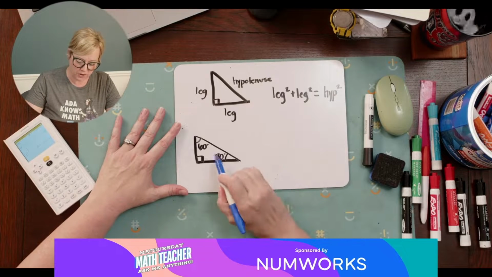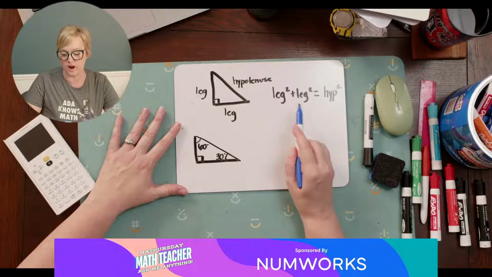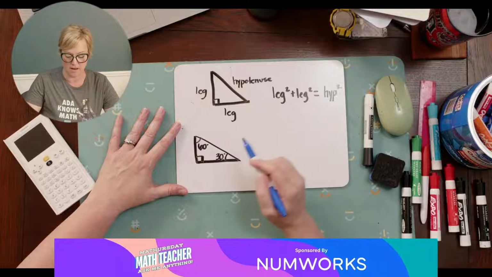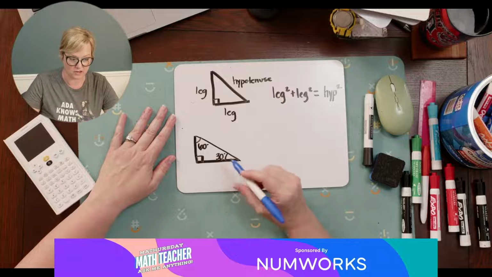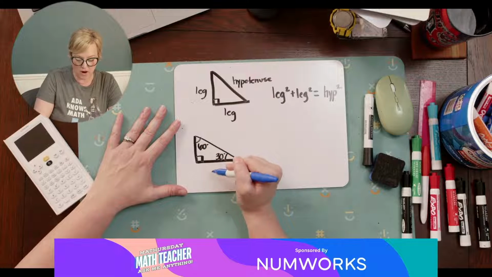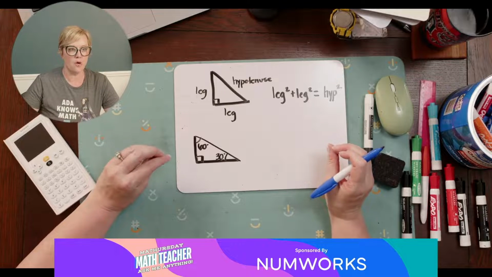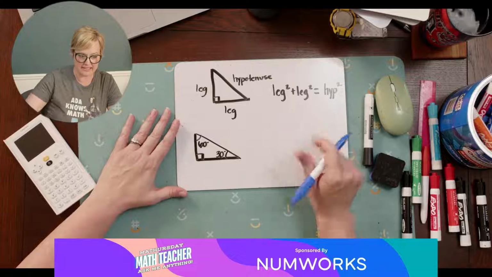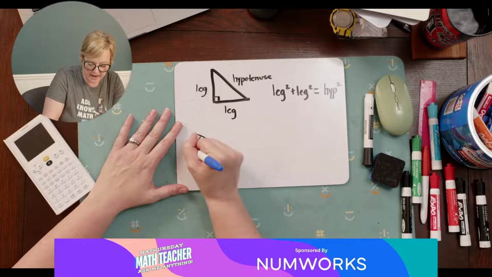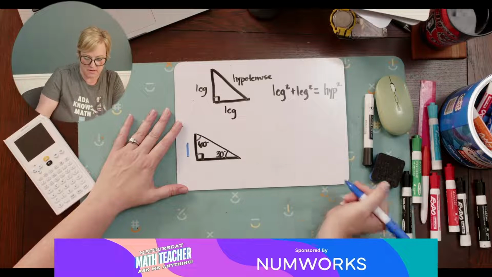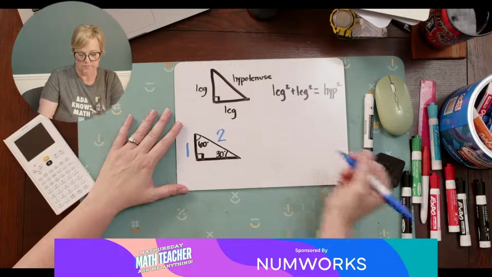Okay, so we have 30, 60, 90. Now we know that this is still going to be true. We still know that leg squared plus leg squared equals hypotenuse squared. But more specifically, if you have a 30-degree angle and a 60-degree angle within your right triangle, the sides are going to exist in a specific ratio. So if this side across from the 30 degree is 1, the hypotenuse is 2.